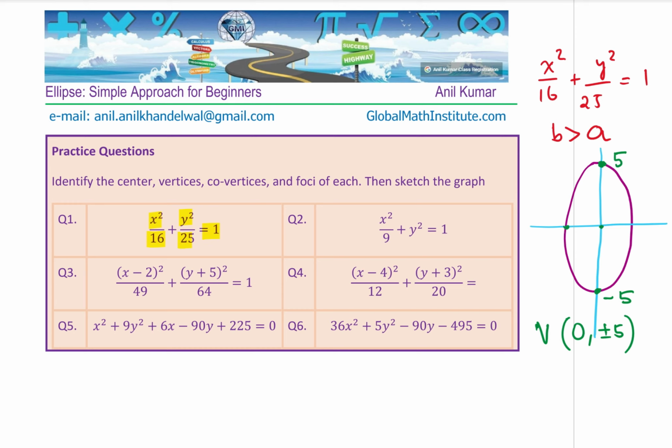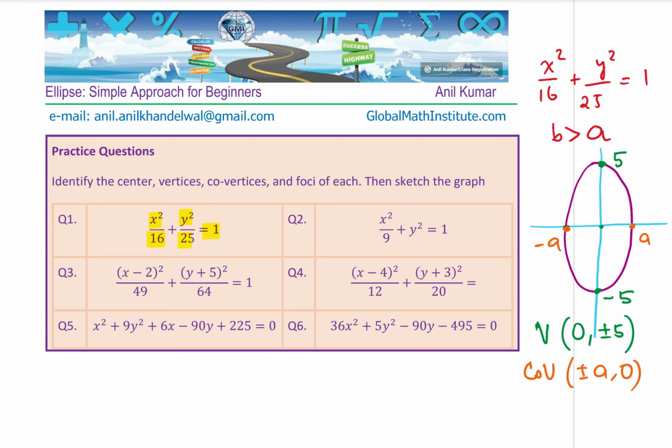As far as the co-vertices are concerned, let me change the ink now for the co-vertices. Well, the co-vertices are along the x-axis, and this value is minus a, that value is plus a. So the co-vertices are along the x-axis, so plus minus a comma 0. Perfect. That is how you get it.